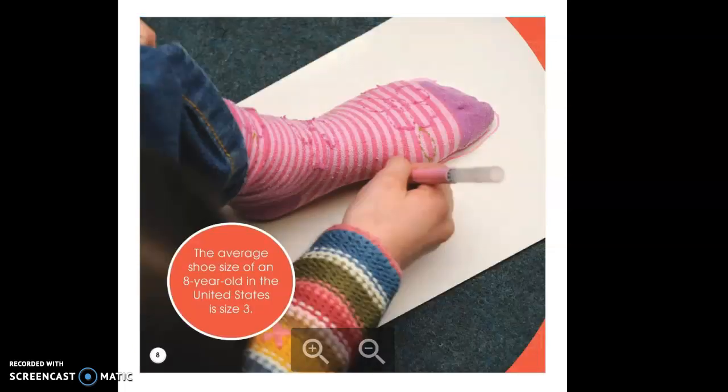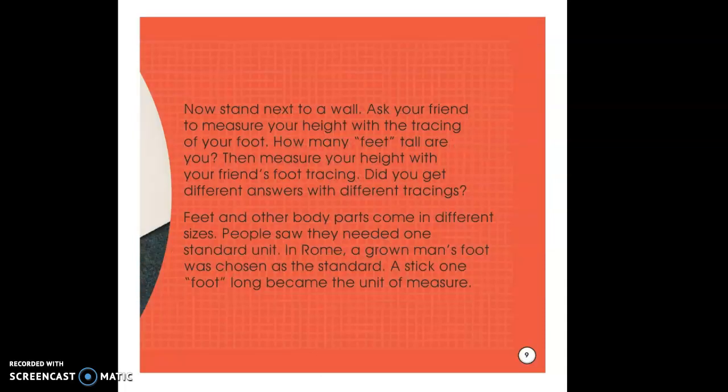It says the average shoe size of an 8-year-old in the United States is size 3. Okay, now stand next to a wall. Ask your friend or grown-up or sibling to measure your height with the tracing of your foot. How many feet tall are you? Then measure your height with your friend or sibling's foot tracing. Did you get different answers with different tracings?